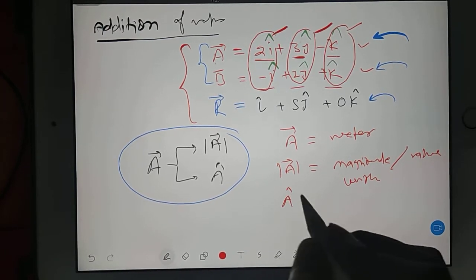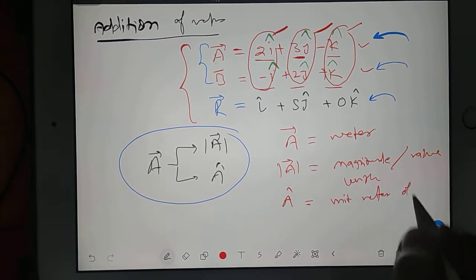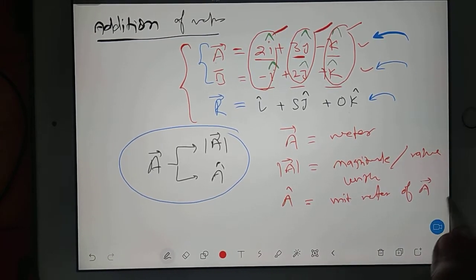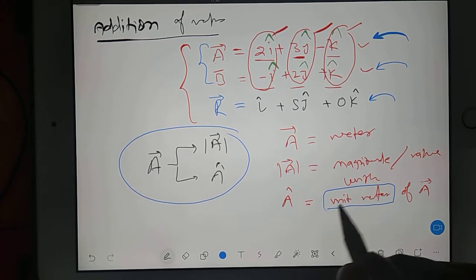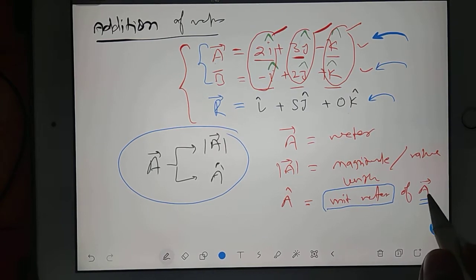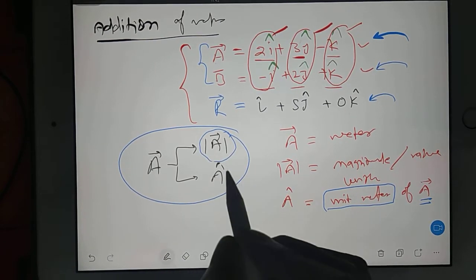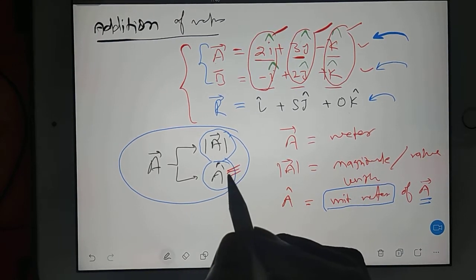And when you have this symbol, it is nothing but the unit vector of a vector. What is the meaning of unit vector? A unit vector is simply like the direction of a particular vector. Like in this vector A, you have two things: the modulus of the vector and the direction of the vector. So this guy is known as the unit vector.